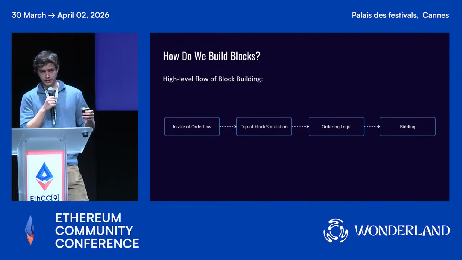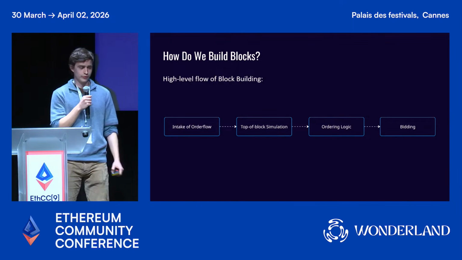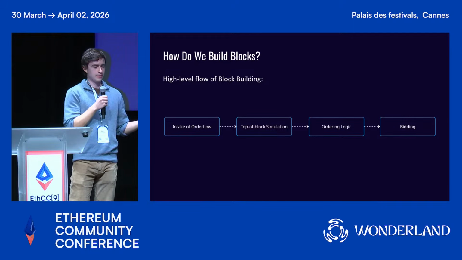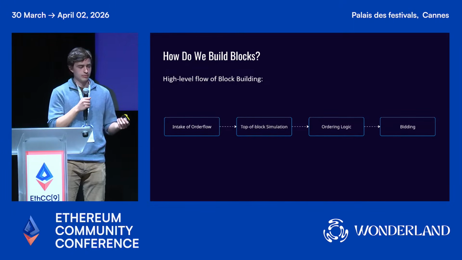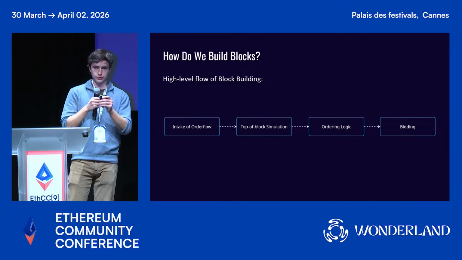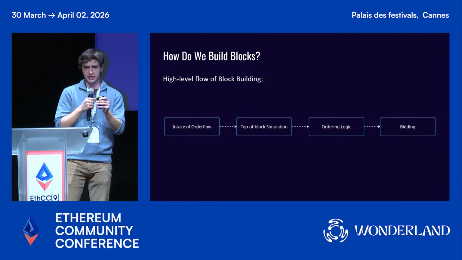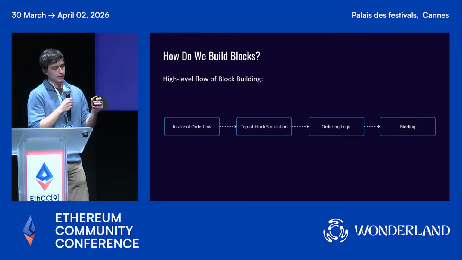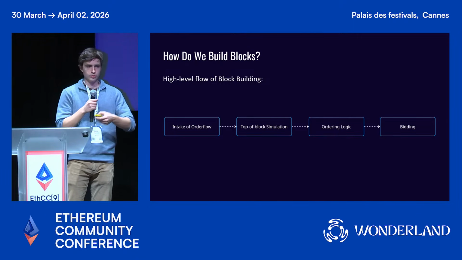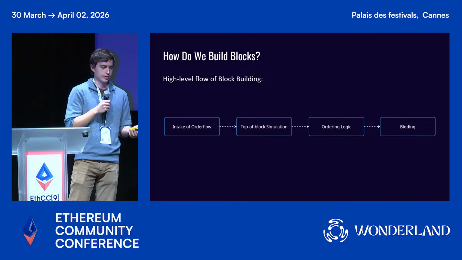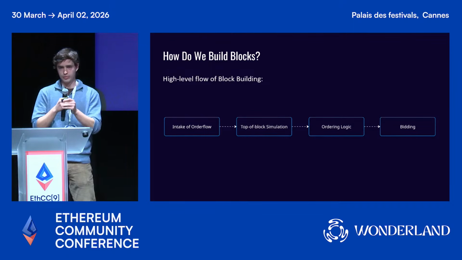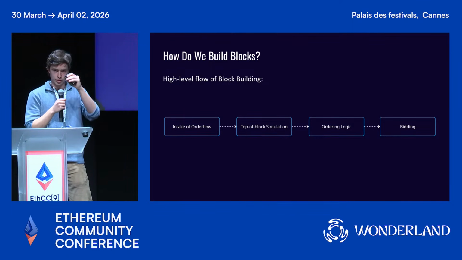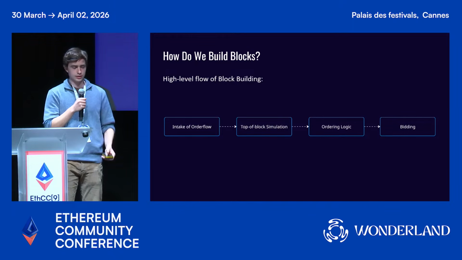All right, this is a very high-level overview of block building. The first step is the intake of order flow, and order flow here is just the flow of these transactions and bundles. Once a builder has this order flow, they try to individually simulate every transaction and every bundle they've received. This is useful, first of all, to immediately discard certain bundles or transactions that may be invalid. But also we want to know for every transaction or bundle how profitable it is at the top of the block, and how much gas it consumes.